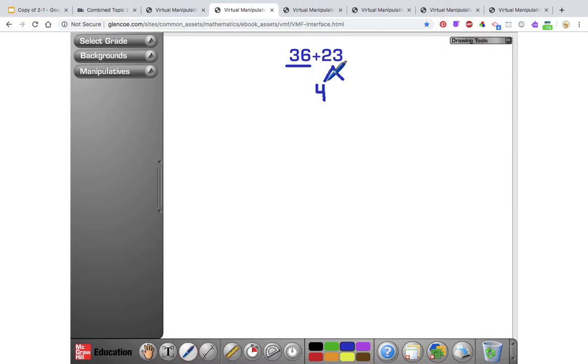So if I take this 4 away from the 23 and add it to the 36, then I know that I will have 40. So I have a nice even number, a group of 10. Now I need to figure out how much I have left. So if I have 23 and I took 4 away, I know that 4 less would be 19. So now I turned it into 40 plus 19.